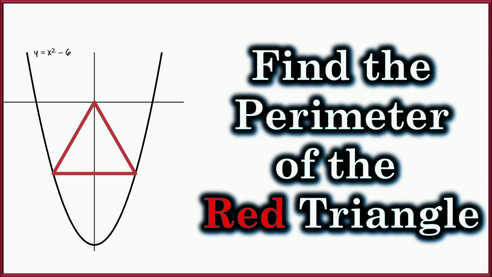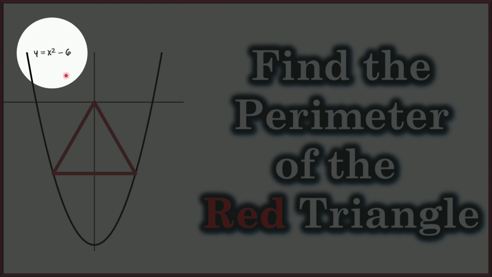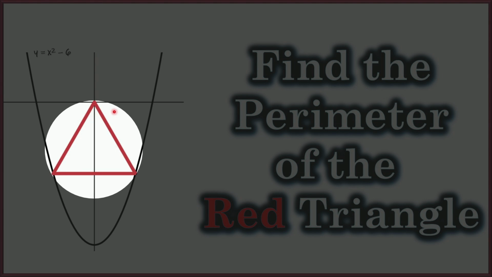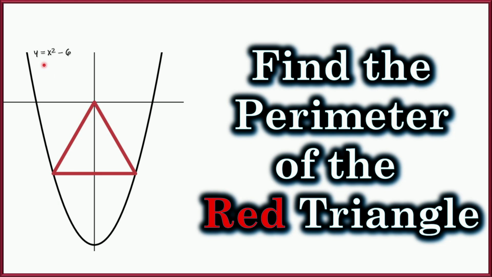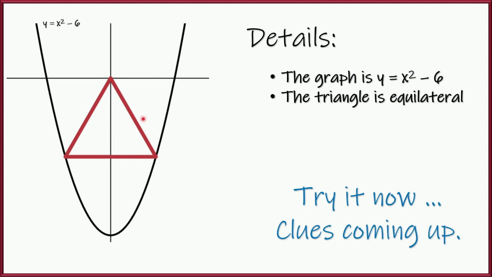Well, hello everybody, welcome. I've got a really cool problem right here that's kind of an intersection between some algebra and geometry. We have to find the perimeter of this red triangle right here, and the parabola is y equals x squared minus 6. So here are the details. We have an equilateral triangle. We've got the equation of the parabola, as you see, y equals x squared minus 6.